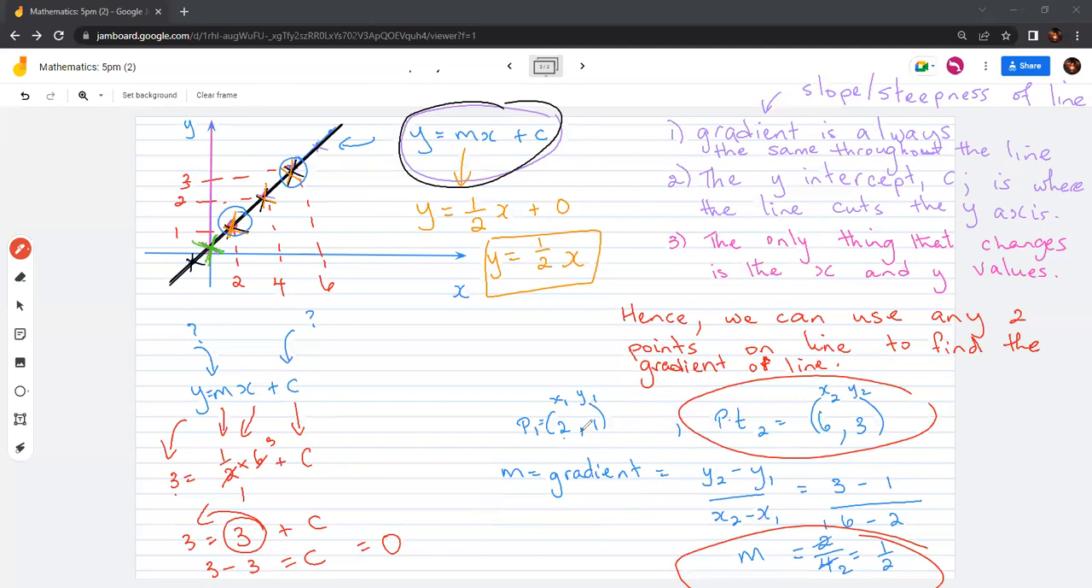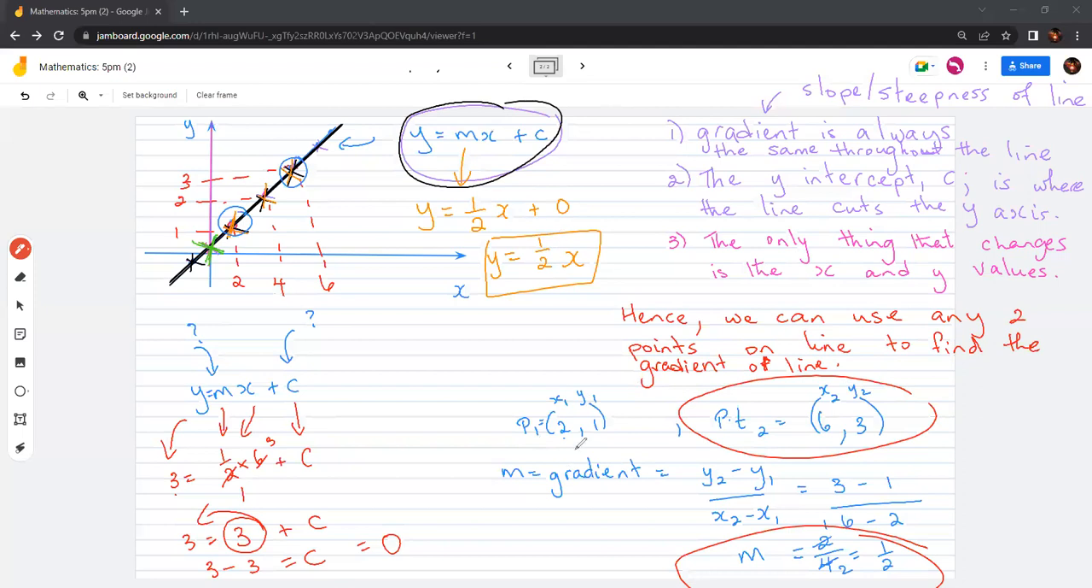It doesn't matter which one is point 1 or point 2. Let's say this was point 2, it means that this will be x2 and y2. And if this was point 1, it means that this will be x1 and y1. So once it corresponds with respect to that, it's fine, it doesn't matter.